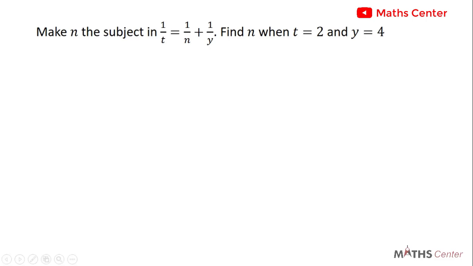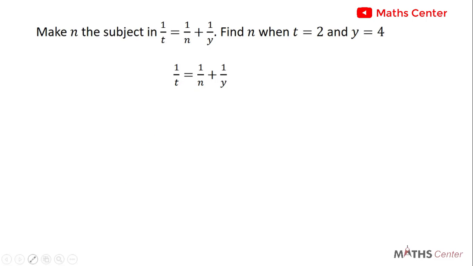Let's deal with the first part of our question, then we'll tackle the next part. The first part says that we should make n the subject. We should make n the subject in the expression 1 over t is equal to 1 over n plus 1 over y. So we want to make n the subject. Now, this is an equation that involves fractions. We said that whenever the equation involves fractions, what do you do?